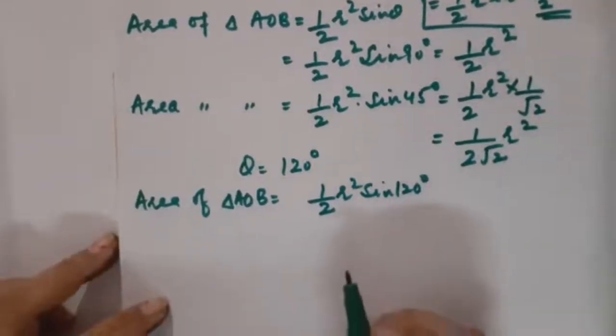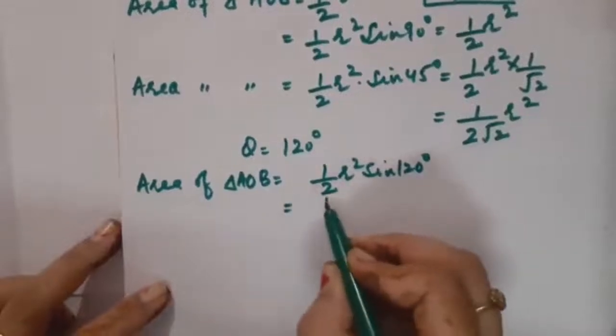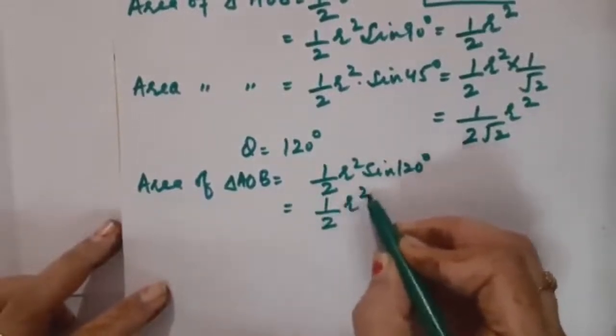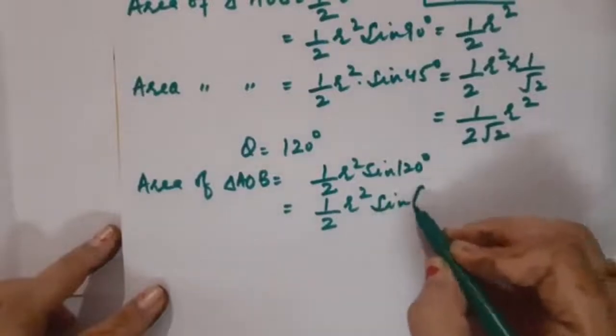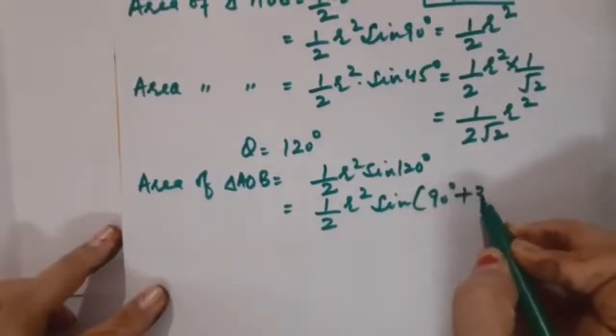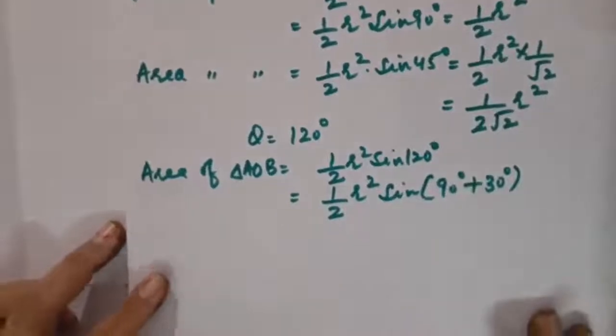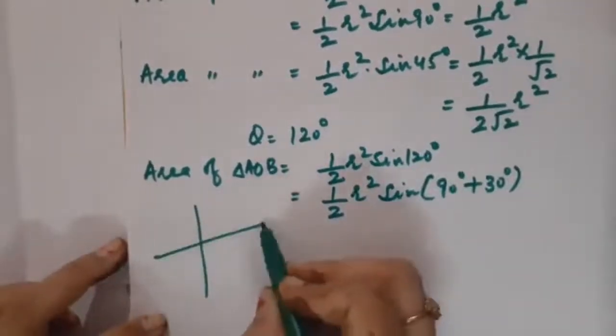So children, what is to be done for this? I told you earlier also, you may be having the concept in your mind. We are going to break 120. It would become 90 degree plus 30 degree. Clear? So let us talk about the quadrants.